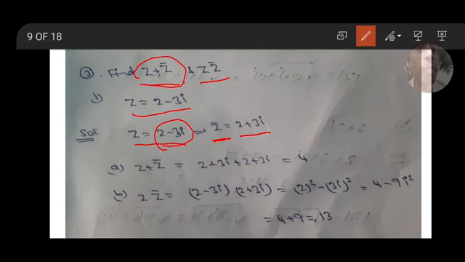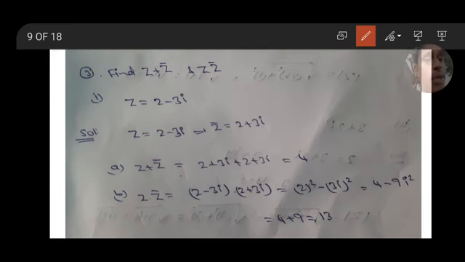So first, z plus z bar equal to 2 minus 3i plus 2 plus 3i. 3i cancels. 2 plus 2 is 4. Next, z into z bar, 2 minus 3i into 2 plus 3i. That is a minus b into a plus b, so a squared minus b squared. 2 squared means 4, 3i squared means 9i squared. i squared means minus 1, minus of minus is plus 9. 4 plus 9, that is 13. Okay, z into z bar equal to 13. z plus z bar equal to 4, which is 2 into the real part of z.